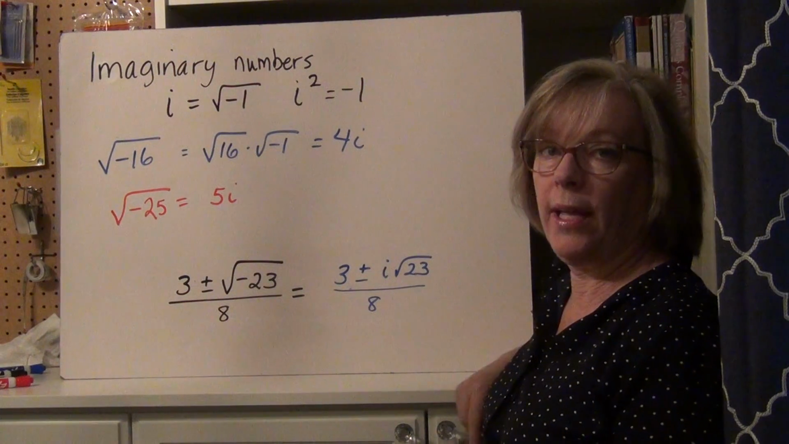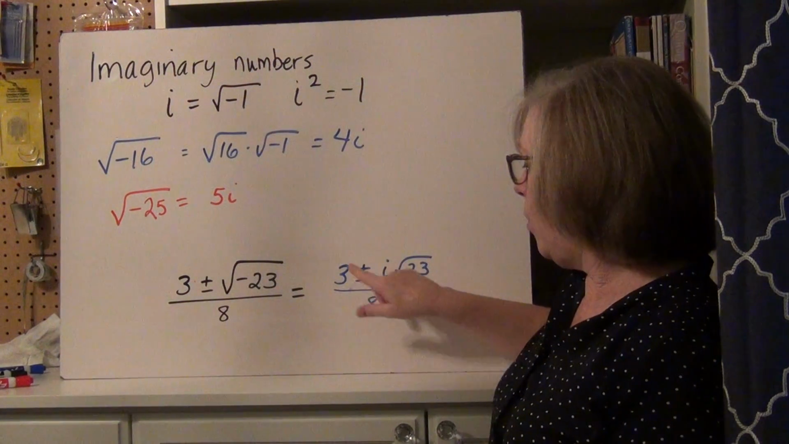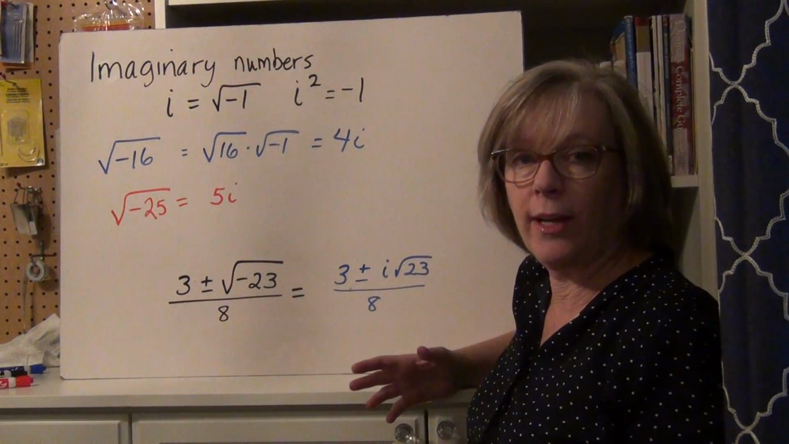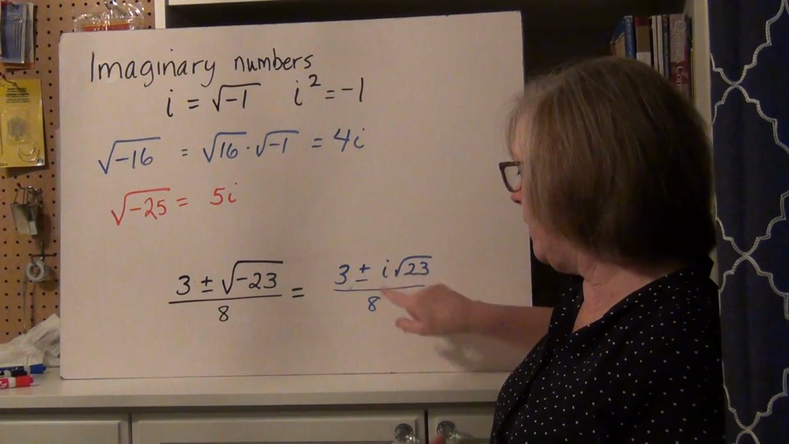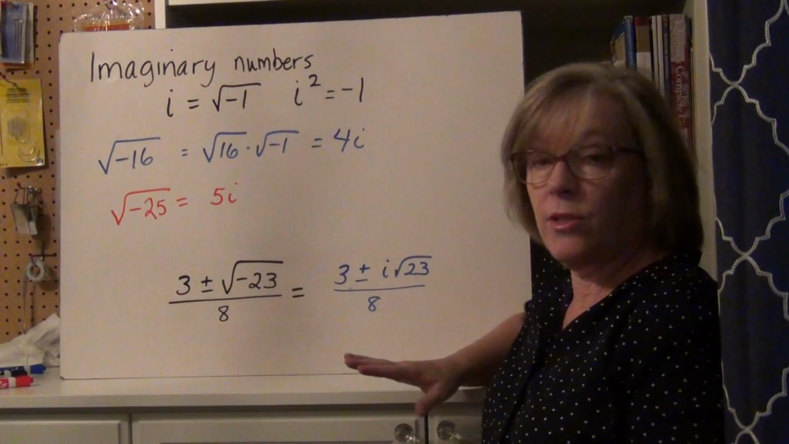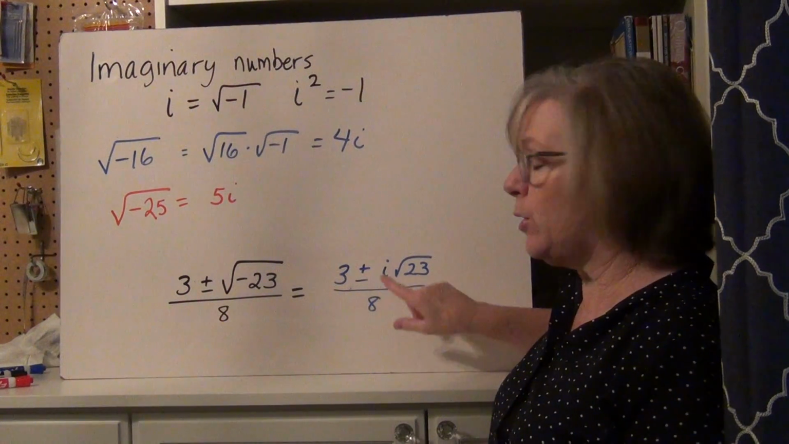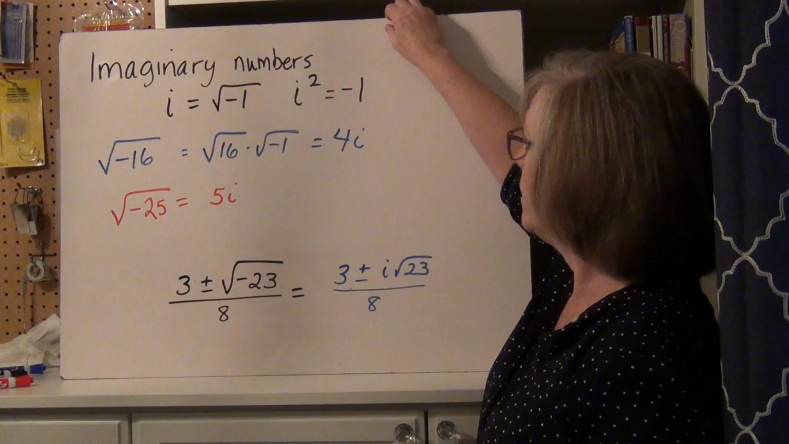radical 23 over 8. Now, as before, if anything was able to be simplified, we would do that, like with all fractions. Like, for instance, if these were all even numbers. But they're not, so this is my final answer, and it's good. Okay? Always remember to do the plus or minus with these.